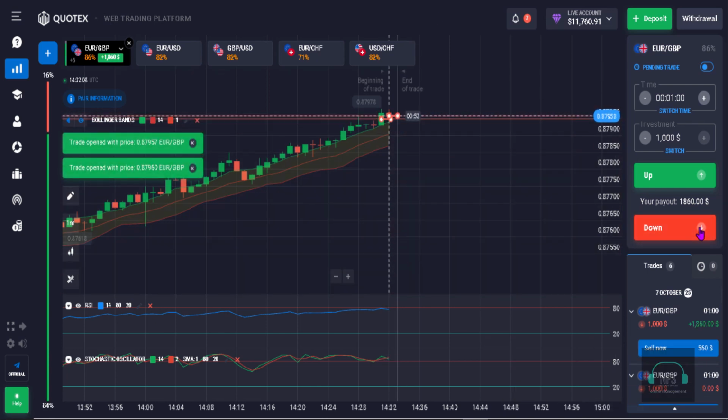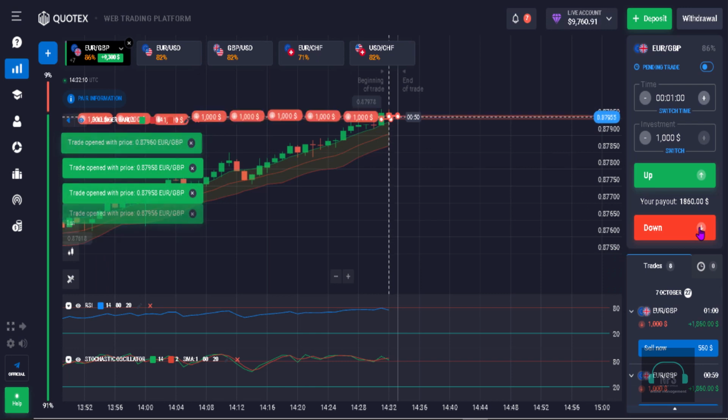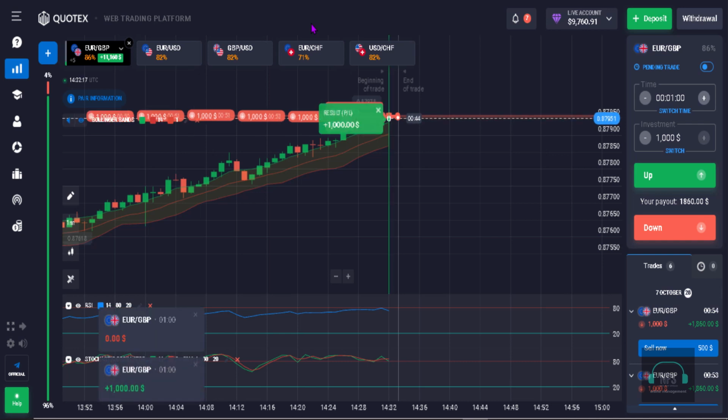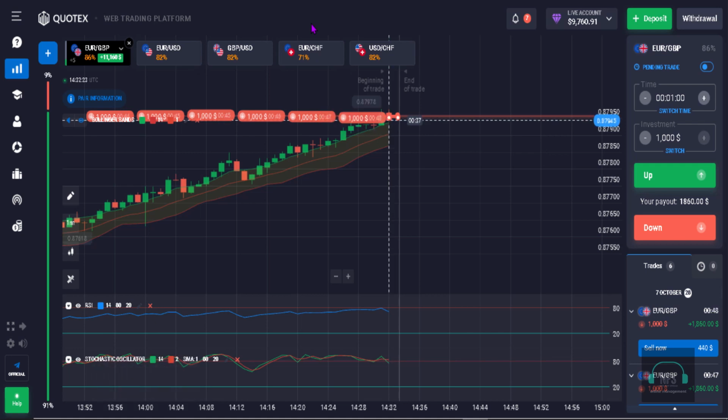This is very risky. Don't do this if you are a newbie trader on binary options. One, two, three, four, five, 6 trades right now placed, down trades on Euro GBP, and one is out of the money, the other one $1,000 trade is in the money. And let's see for these trades. Yes, the price is starting to go back and for sure it will be in the money. These 6 $1,000 trades.